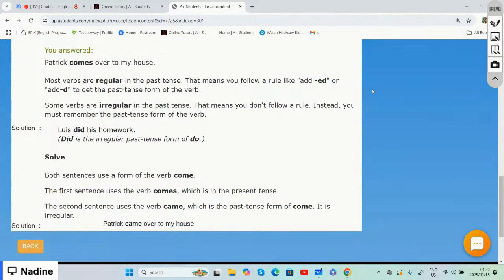The next one says, Patrick comes over to my house. What is the past tense of come? Comes over to my house.